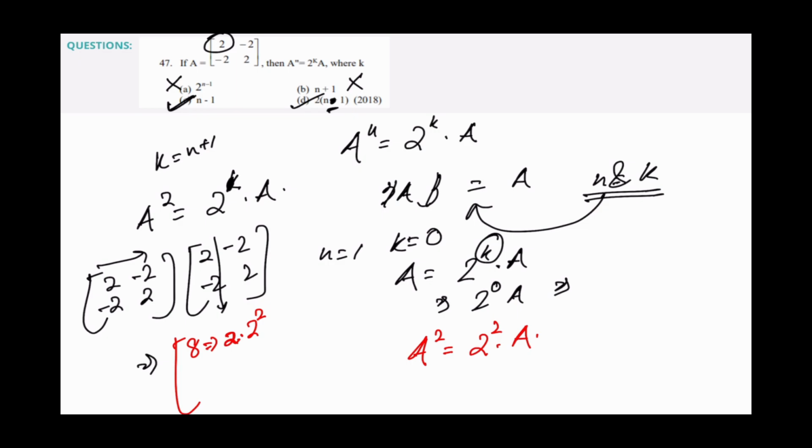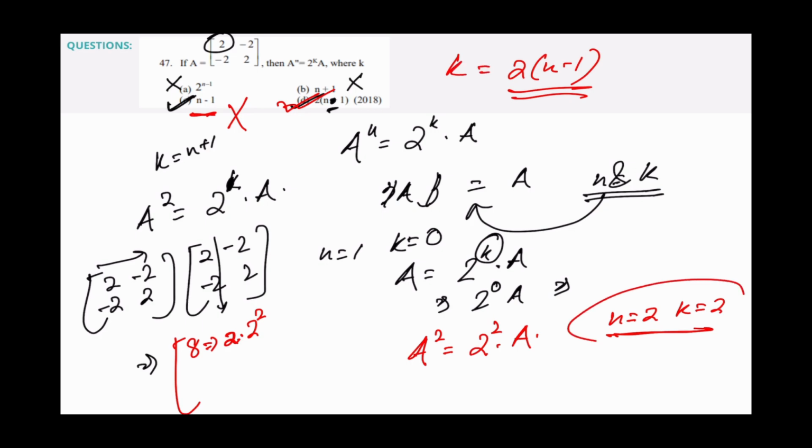2 power square into a, correct. So for n equal to 2, we need k also equal to... Which option satisfies? If you put n equal to 2, you'll get k equal to 1. So now it's only this option. So 2 into n minus 1, you'll get for k is equal to this. So if you put n equal to 2, you'll get k equal to 2.